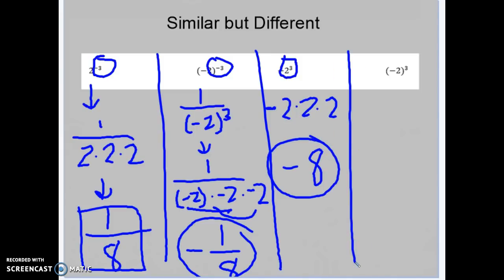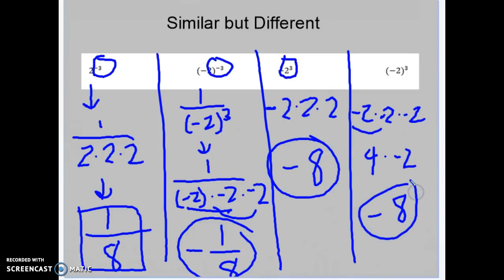Your answer is negative 8. Now on this next one, you have negative 2 inside parentheses. So now it's negative 2 times negative 2 times negative 2. Negative 2 times negative 2 is positive 4, and 4 times negative 2 is negative 8. Now you might be saying, well, that didn't produce two different answers. You're right, because the exponent was odd.